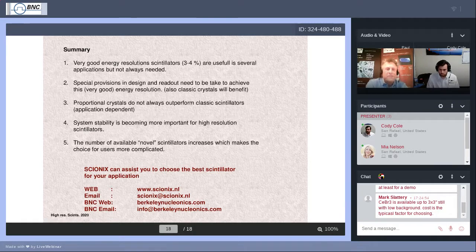Then we see that the number of available novel scintillators, proportional scintillators, is increasing every day. Many materials are presented. Most of them will not make it to commercial availability. But we have still at the moment quite a lot of crystals available, and this makes it difficult for the users.